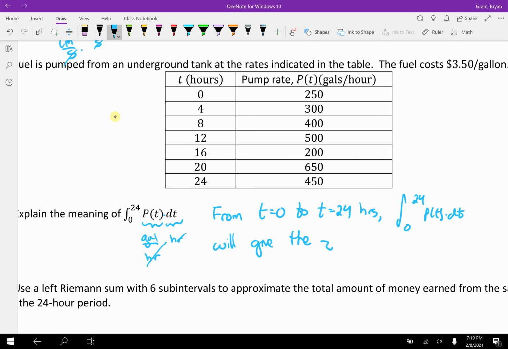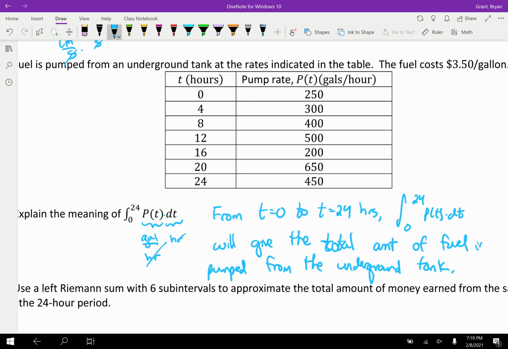The total amount of fuel pumped from the underground tank. Easy. Looking at units gives you a very clear picture. Fuel in gallons, I should probably say.